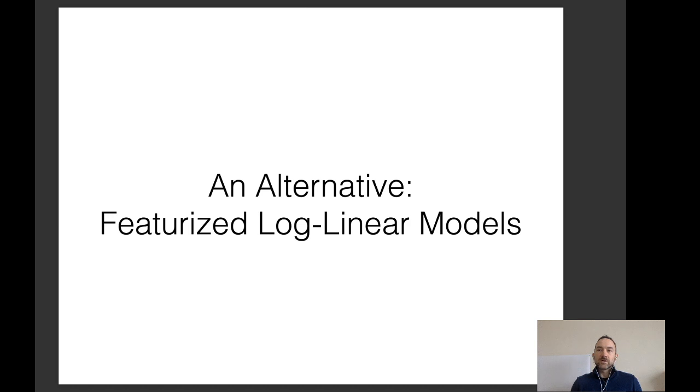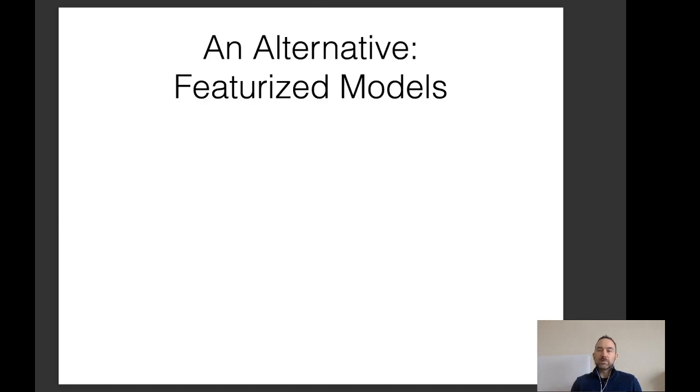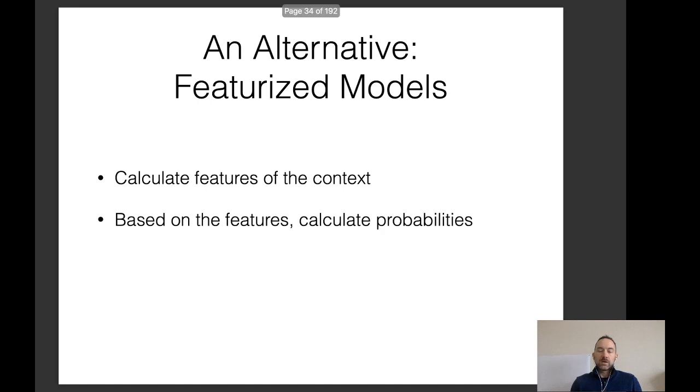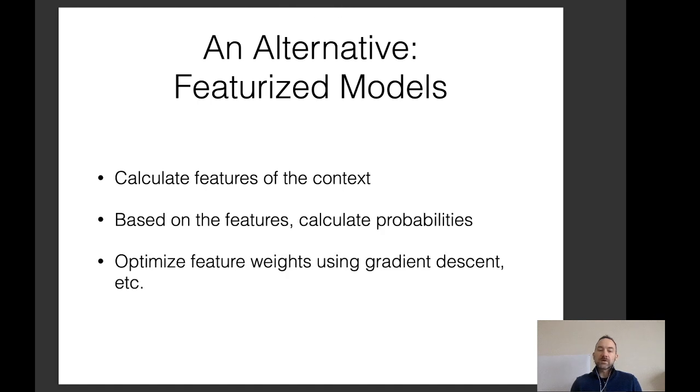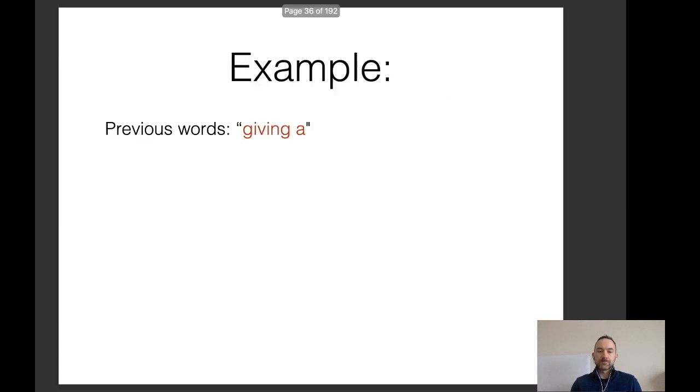So the first alternative I'd like to talk about is featurized log linear models. So what do I mean by this? Basically, what these models do is they calculate features of the context. And based on the features, they calculate probabilities. And they optimize the feature weights using gradient descent, like what I talked about in the previous class.